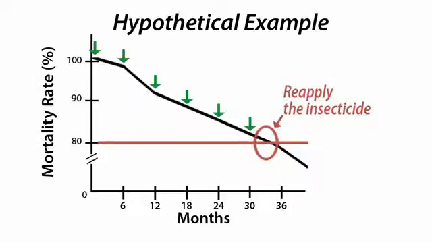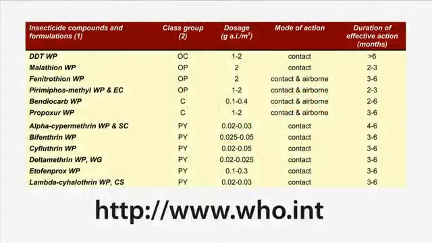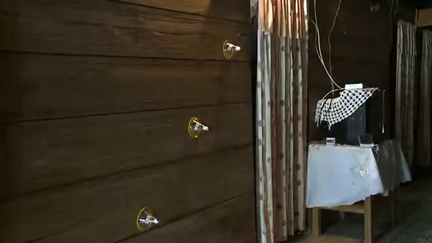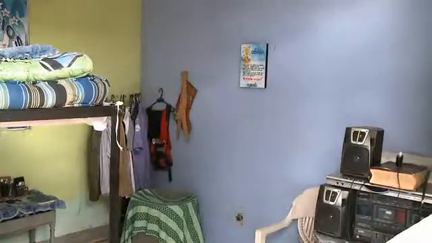When the mortality rate falls below 80%, it is generally considered that it is then time to reapply the insecticide. The World Health Organization provides a list of recommended insecticide guidelines on the length of time pesticides will last on the wall. However, monthly cone tests should be done locally to confirm when the mortality rate falls below 80%. For each surface type tested, determine the average length of residual efficacy in that specific area or location.